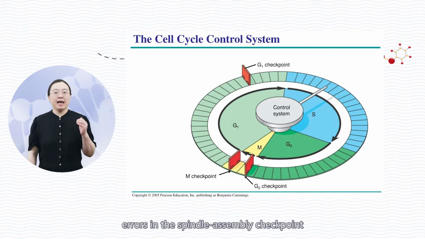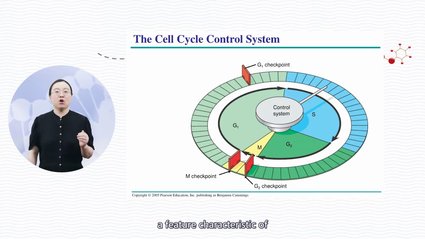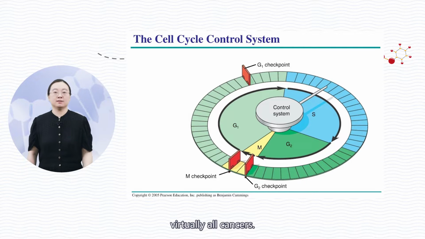For example, errors in the spindle assembly checkpoint can lead to chromosomal imbalance and aneuploidy, a feature characteristic of virtually all cancers. So, misregulation of proteins that control this checkpoint has been detected in human cancers.